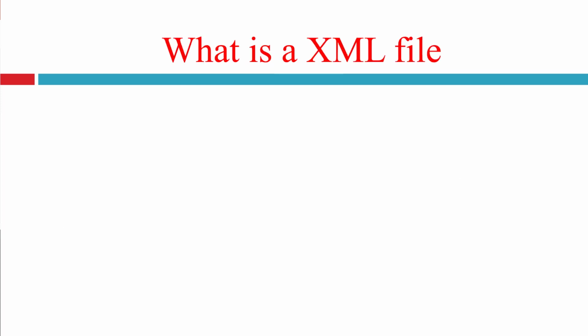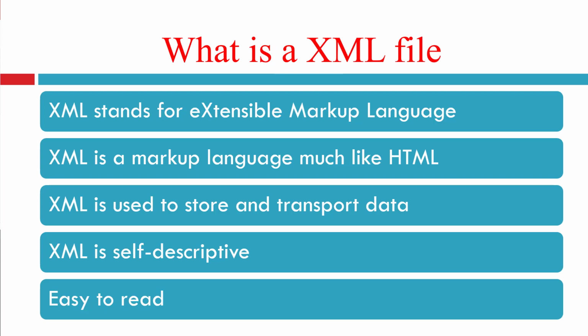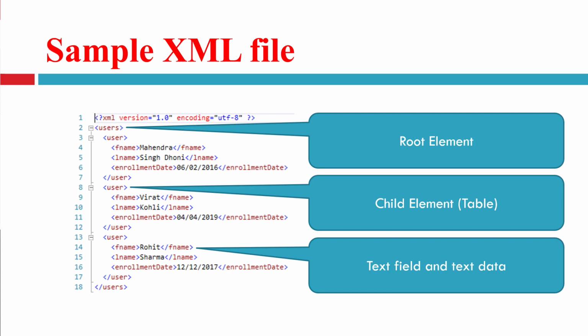First, we will see what an XML file is. XML stands for Extensible Markup Language. XML is a markup language similar to HTML, where we will see tags and attributes. XML is used to store and transport data. XML is self-descriptive and very easy to read. I will show you an example of how an XML file looks.